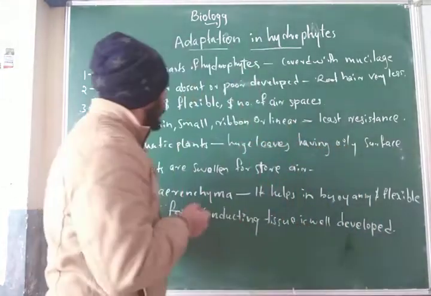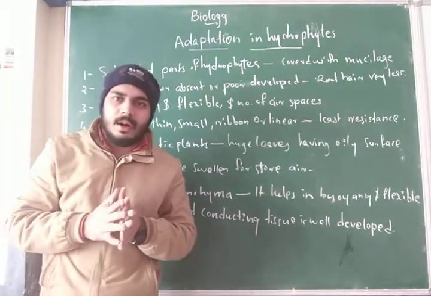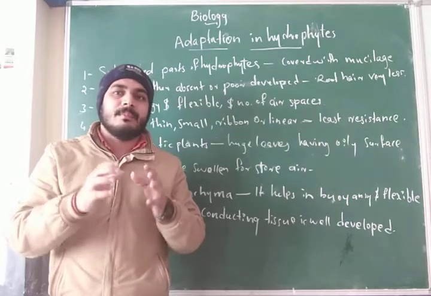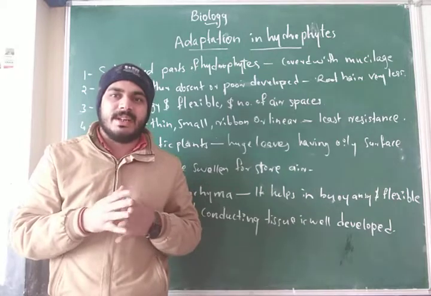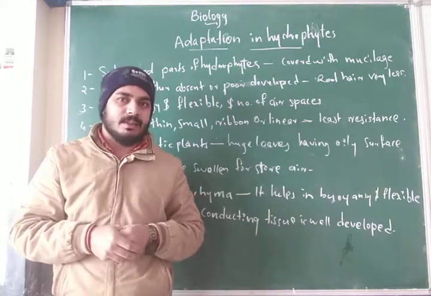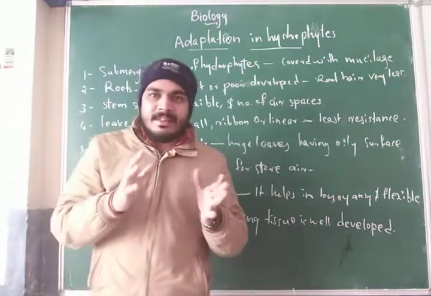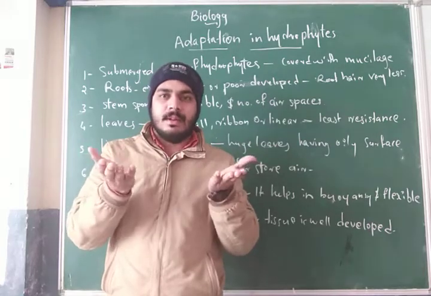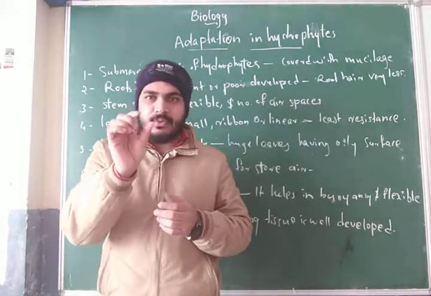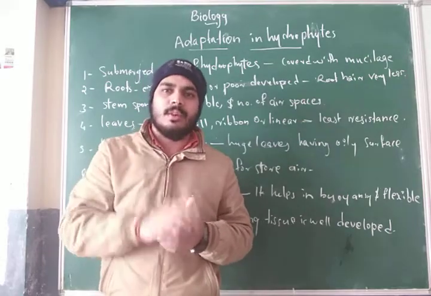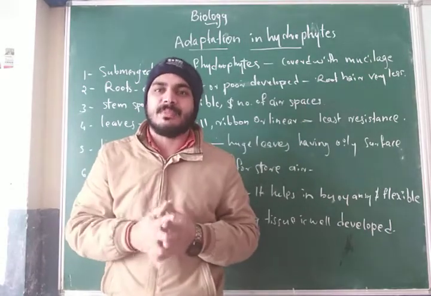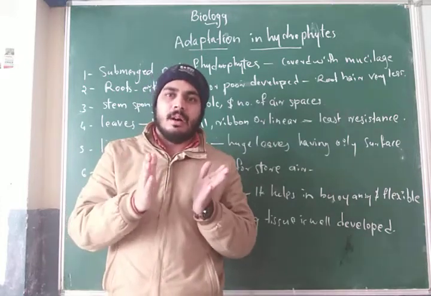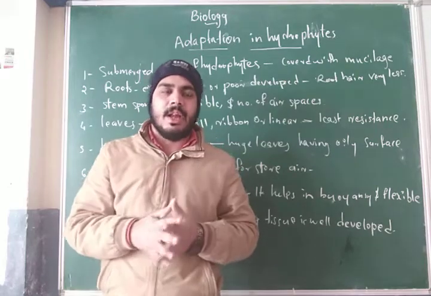Okay. And next one, the stem of hydrophytes. What is the nature of the stem of hydrophytes? It is a spongy and flexible stem. What is the reason for it being flexible and spongy? First, it helps to float. Second, the spongy or flexible nature has only one reason: they have a number of air spaces or air cavities. That's why the stem is spongy, floating and flexible in nature.